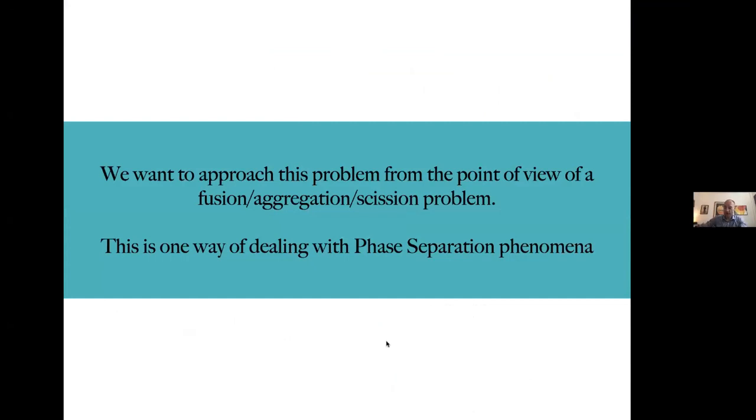So what I will tell you about is to describe this sort of process by using models that are basically models of fusion, aggregation, and scission, controlled by stochastic equations, or the mean field version, which is basically what I will discuss. And this is one way to deal with phase separation phenomena. And why do I want to call this a phase separation phenomenon? Maybe this will become clear in the subsequent slides.